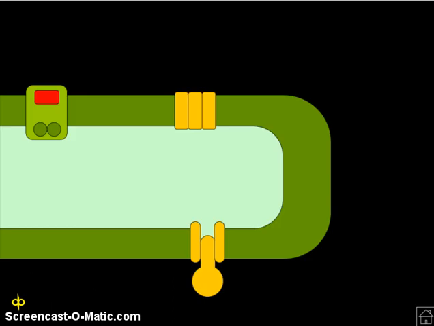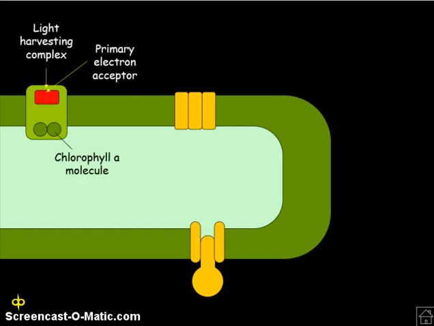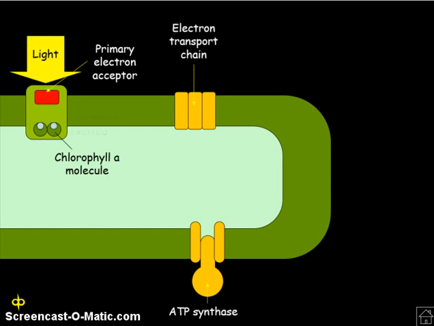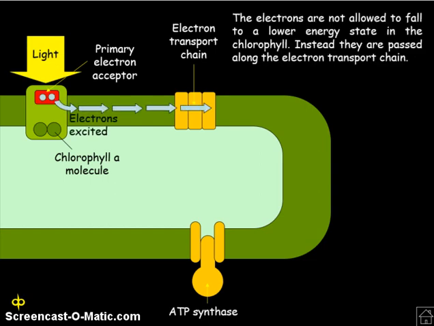Here we have a close-up of one of the membrane structures within the chloroplast, or the grana. Here is the light harvesting complex and the primary electron acceptor. There's a molecule of chlorophyll A. Here's the electron transport chain, and here's ATP synthase. Light excites the electrons. The electrons are not allowed to fall to a lower energy state in the chlorophyll. Instead, they are passed along the electron transport chain.